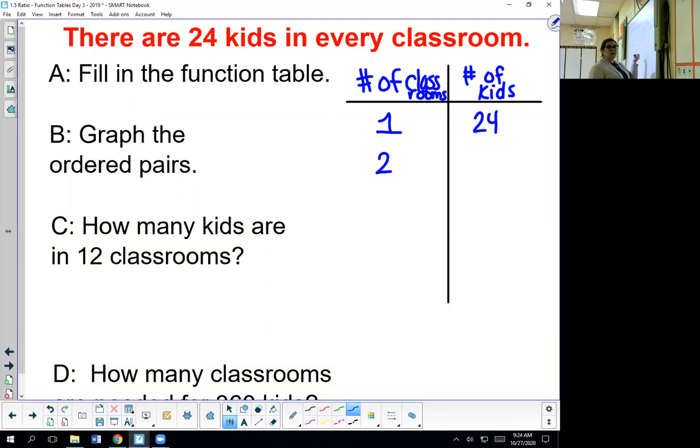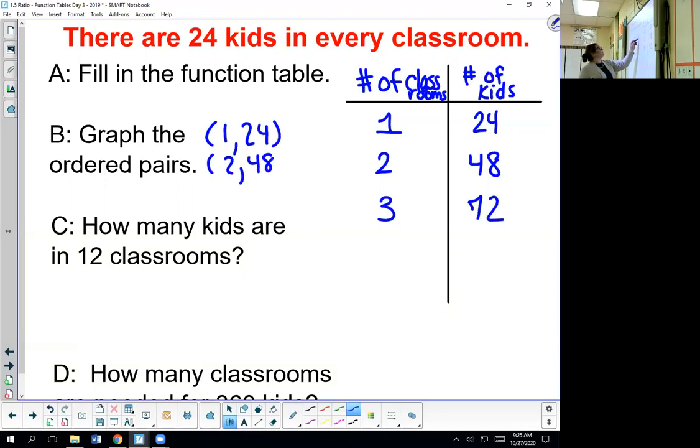So 2 classrooms, I would then have 48. 3 classrooms, I would have 72, and so on and so forth. So let's just do 3 of them. If I have no classrooms, I have no kids. If I were to graph the ordered pairs, you would be graphing 1, 24, 2, 48, 3, 72. This is your X, this is your Y.